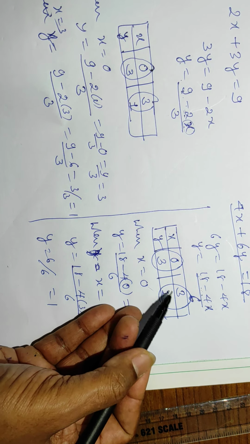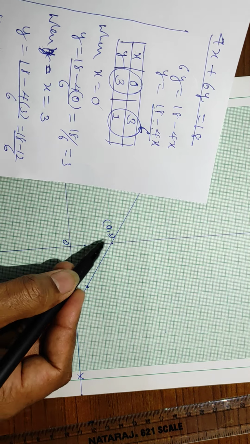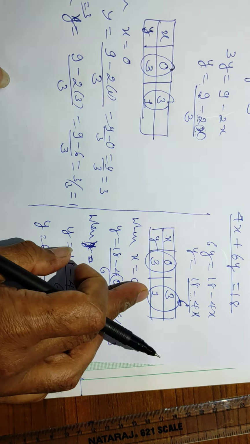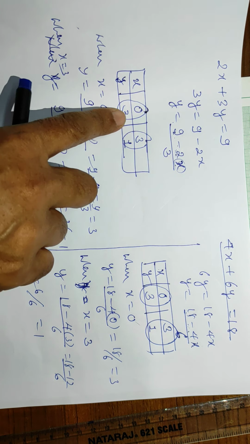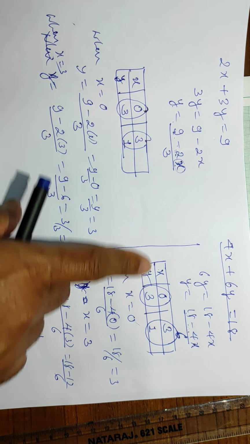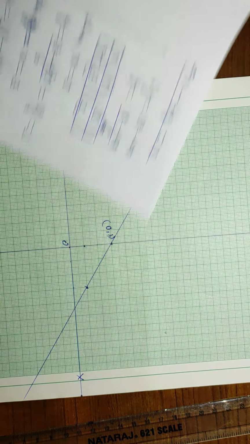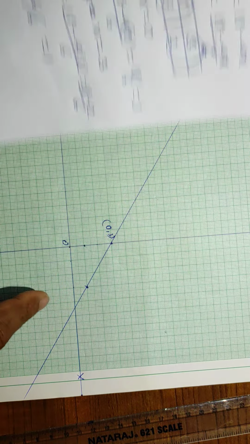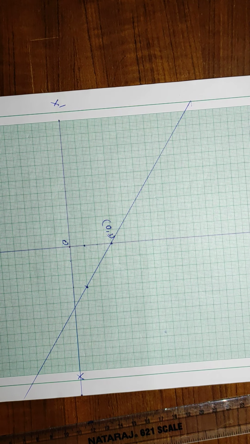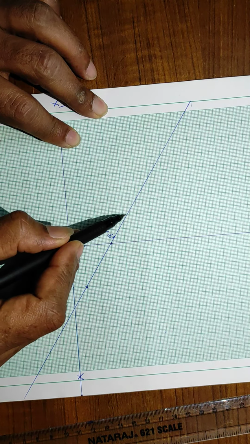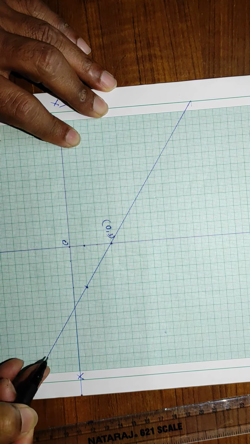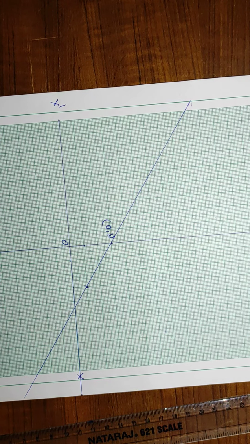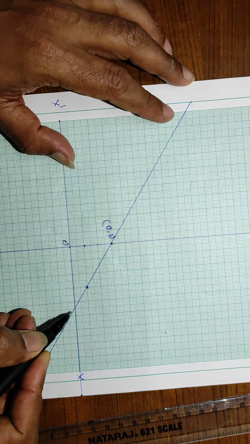That is 0, 3, 3, 1. Same we are getting. Is it not? See, 0, 3, here also 0, 3, 3, 1, 3, 1. So what happens, if we draw another graph, it coincides with the earlier graph. That means each point is a solution for both the equations.